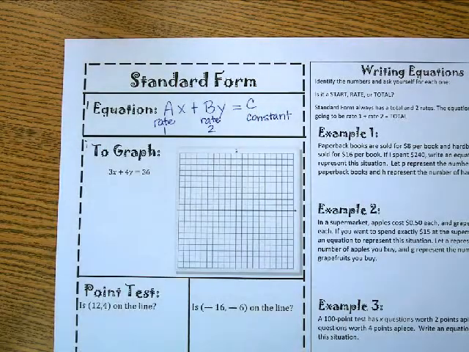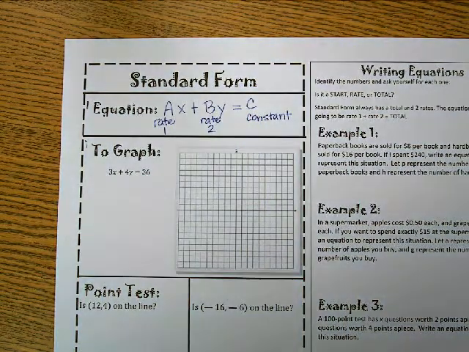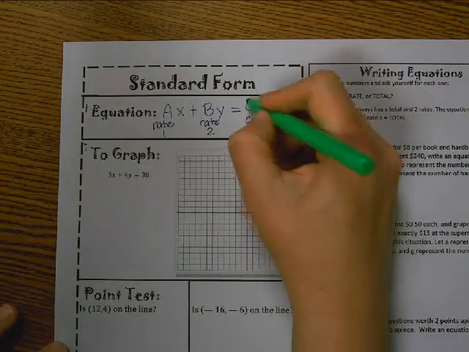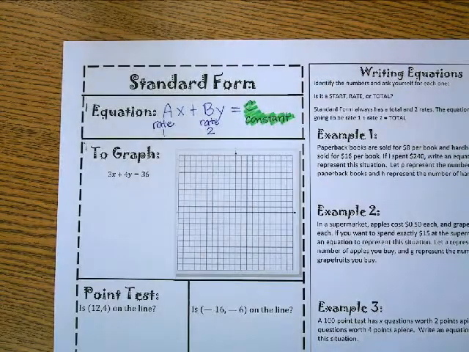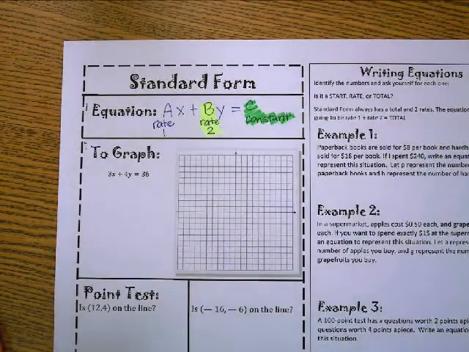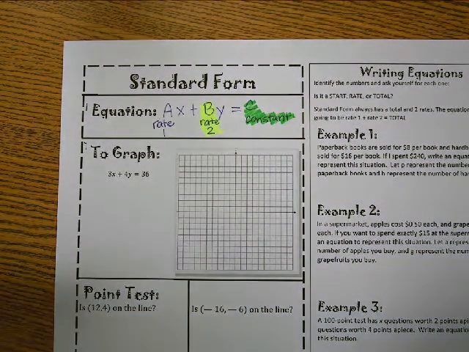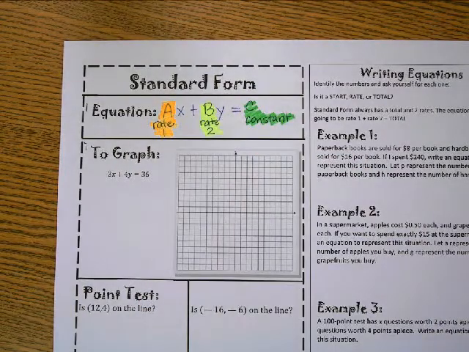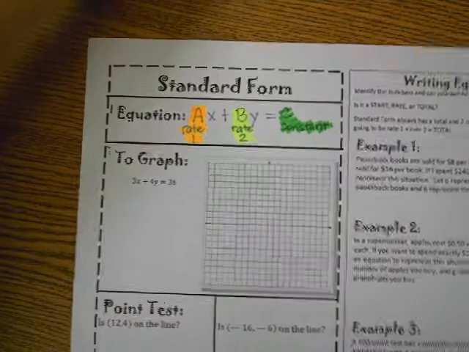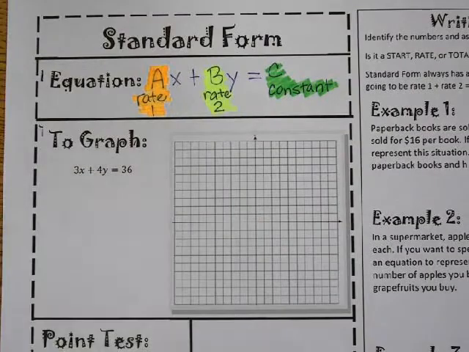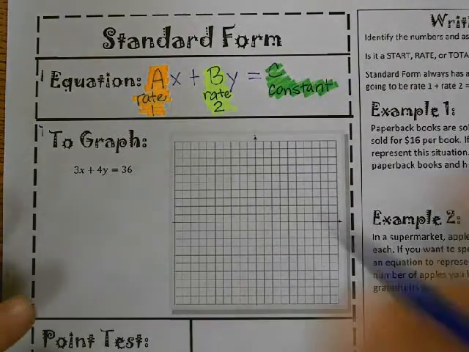Understanding these three things is going to help you when it comes time to write word problems. For right now, we don't know anything else besides how to find x and y intercepts, so I'm not too worried about it, but A stands for rate 1, B stands for rate 2, and C stands for a constant. If I'm given an equation in standard form and they ask me to graph it, then I'm just going to find the x and y intercepts, and then I'm going to graph it like you guys did on your test. So this is sort of a review on how to graph in this form.